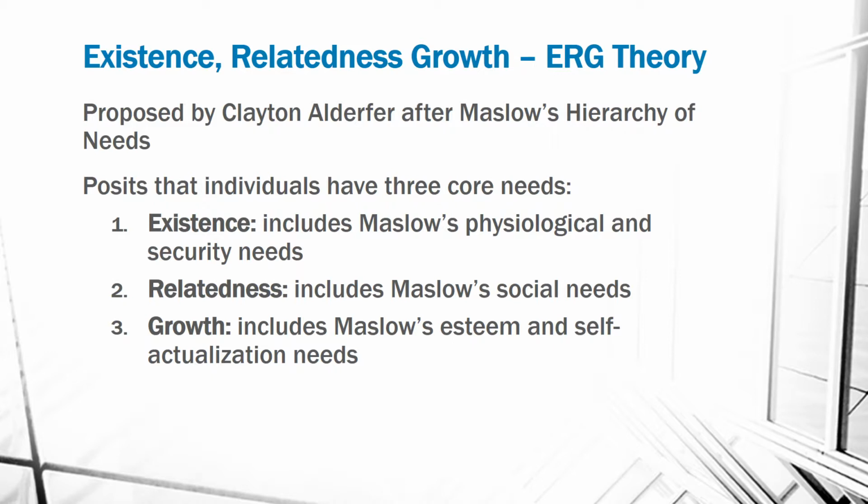The first one is existence. And existence more or less combines what Maslow had described as physiological and security needs. Relatedness refers to what Maslow described as social needs. And finally, growth includes Maslow's esteem and self-actualization needs.